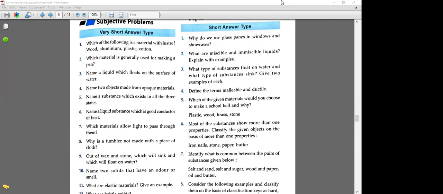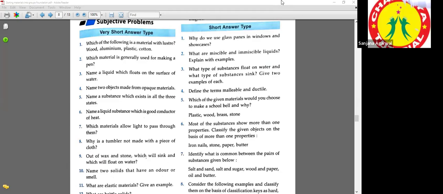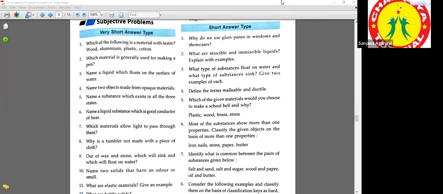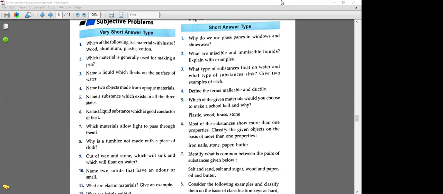Next, Neha, second. What are miscible and immiscible liquids? Ma'am, miscible liquids are liquids that mix with each other. Examples of miscible liquids are water and milk. And immiscible liquids are liquids that do not mix with each other. Examples of immiscible liquids are oil and water.